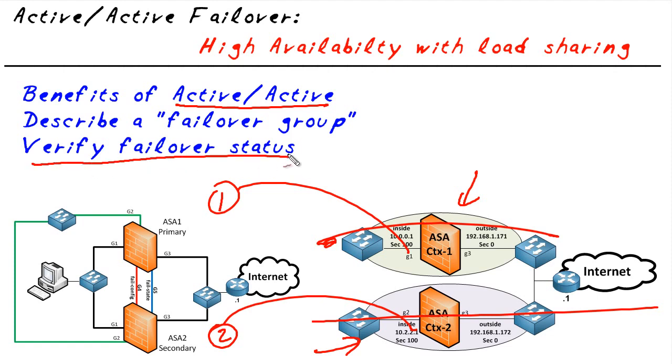We also took a look at the command line of how to verify failover status, and that's with the show failover command. There are some options at the end of that, including state, which gives you a snapshot version of exactly who's active and for which groups.